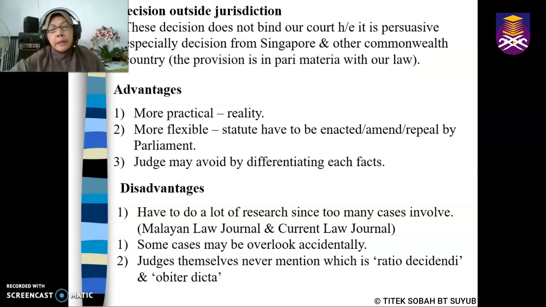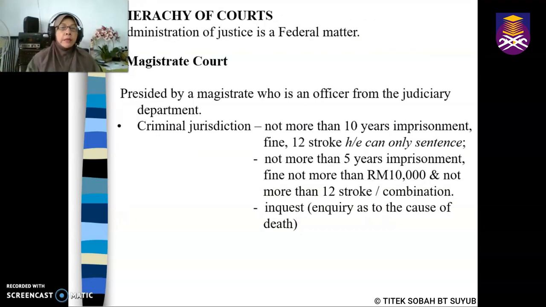And what is the main disadvantage? You have to refer to a lot of cases. Sometimes when there are so many cases to be referred to, there is a tendency that certain cases are left out. That is the most disadvantageous thing we suffer if this is what needs to be done.